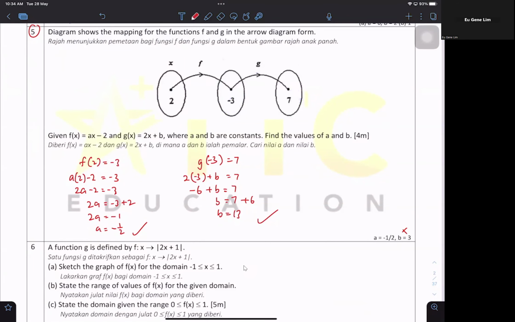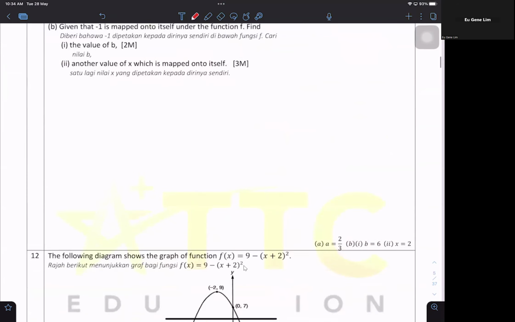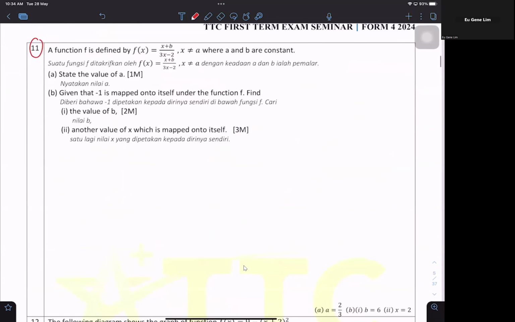Okay, so anything you don't understand, you just ask. Don't shy. Okay, right. Continue. Next, we go straight to question 11. Let's see whether you still remember this one or not.